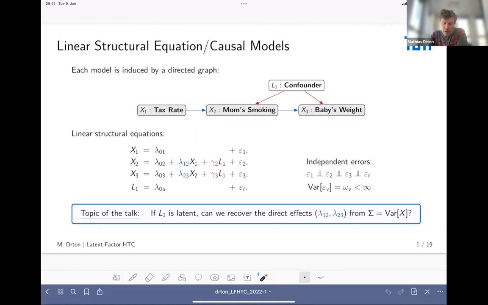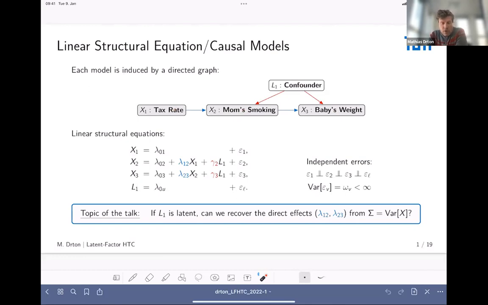To give a running example for the beginning here, I've taken this instrumental variables model where at a qualitative level, the model is described by the edges of this graph. I'm thinking about a setting where I have three observed variables and one latent variable here. The three observed variables are a tax rate, smoking, how much a mom smokes during pregnancy, and then the baby's weight at birth. So this is about modeling a sample of pregnancies, and these are the three things we get data on, but then maybe we also worry about latent confounders like socioeconomic factors or something like that.